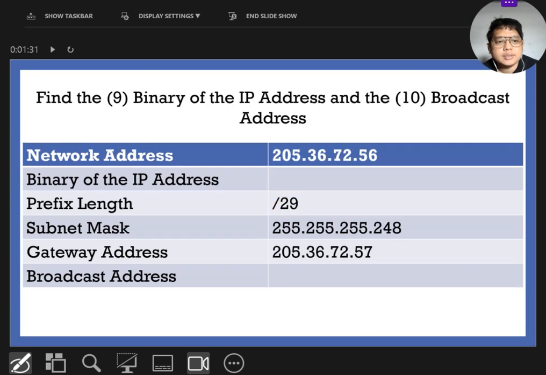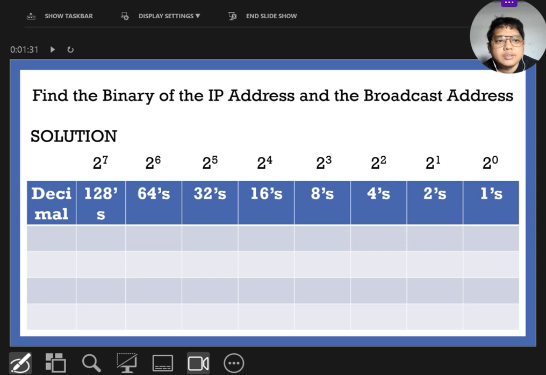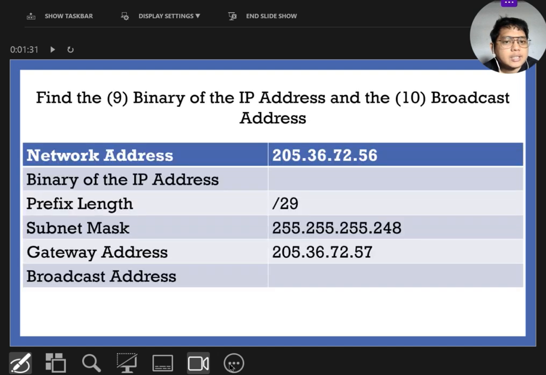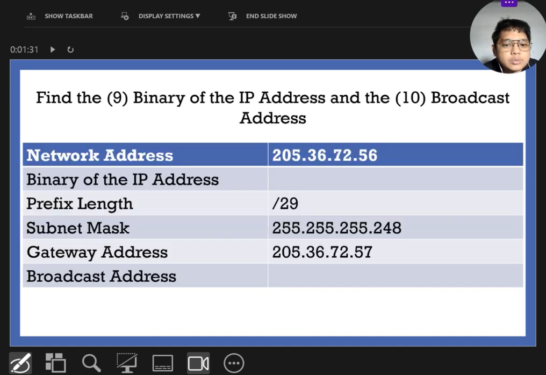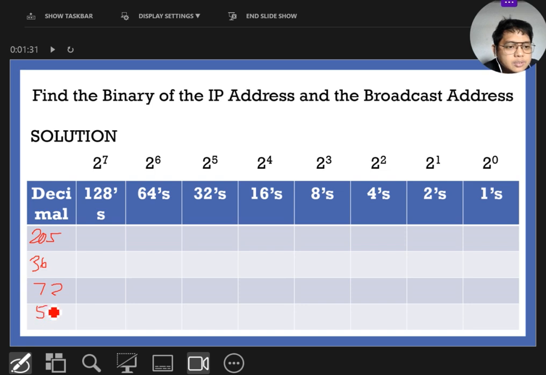Now for our last problem, we have to find the binary of the IP address and the broadcast address. So to find the binary, what is our binary here? The IP address is 205.36.72.56. Okay, so the same process again.